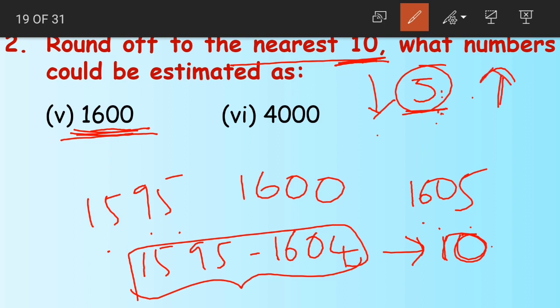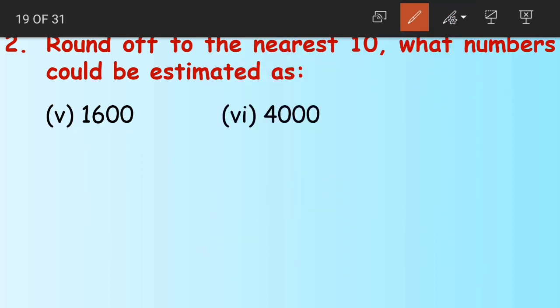So in the same way, what did we do here? 1600 falls between which two 5s? 1595 and 1605. So the numbers from 1595 till 1604 can be estimated as 1600. Yes, this is the correct answer.